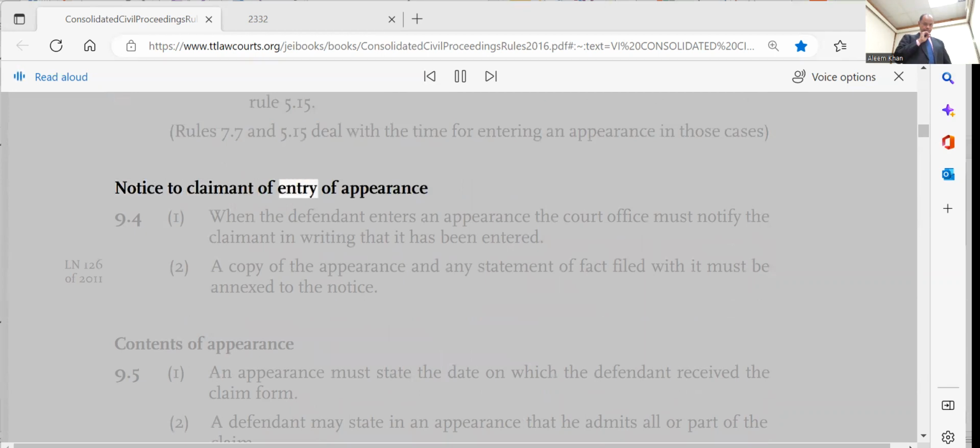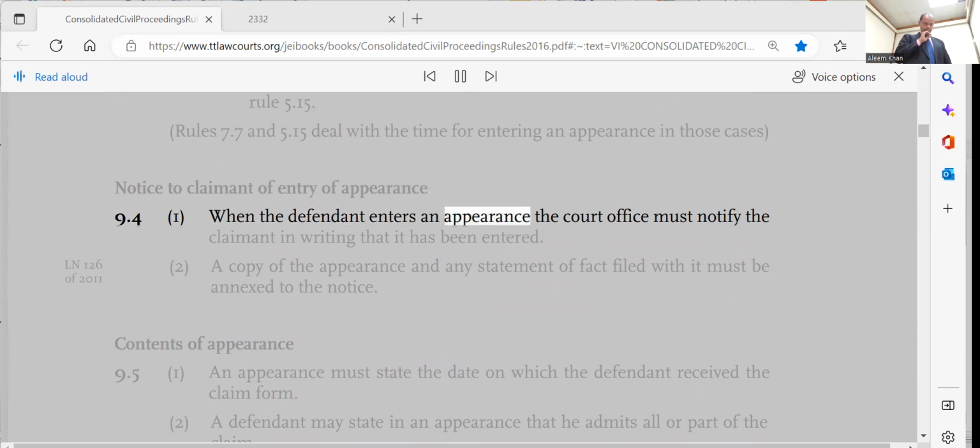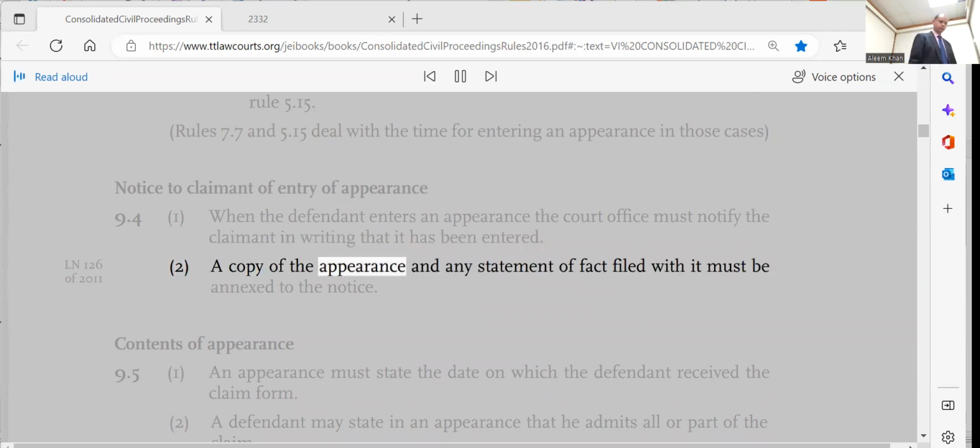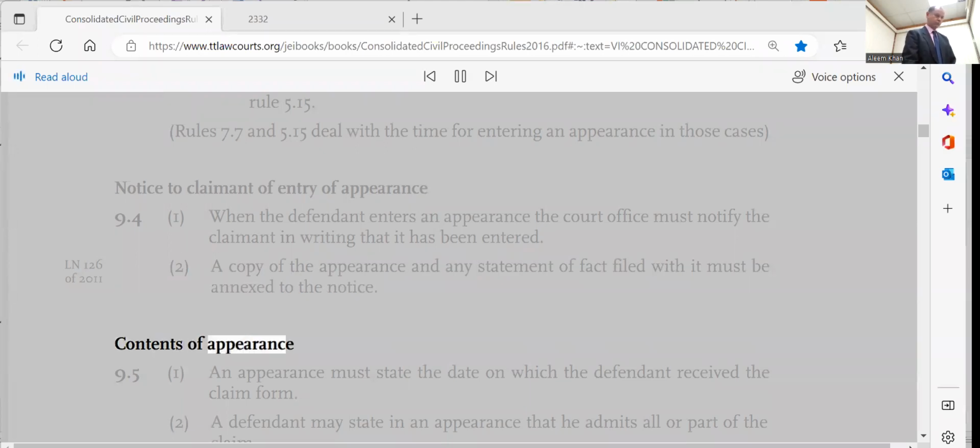Notice to claimant of entry of appearance. 9.4 1. When the defendant enters an appearance, the court office must notify the claimant in writing that it has been entered. 2. A copy of the appearance and any statement of fact filed with it must be annexed to the notice. Contents of appearance.